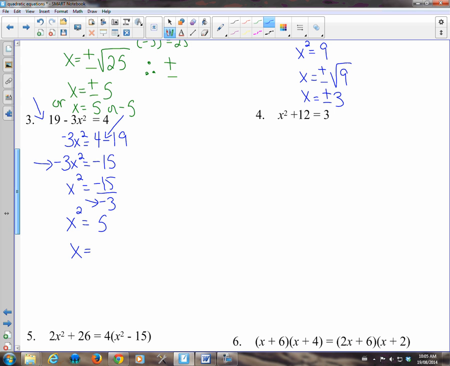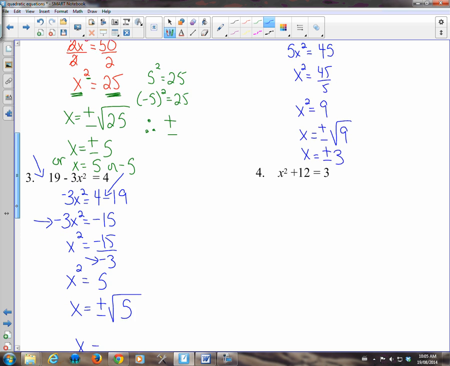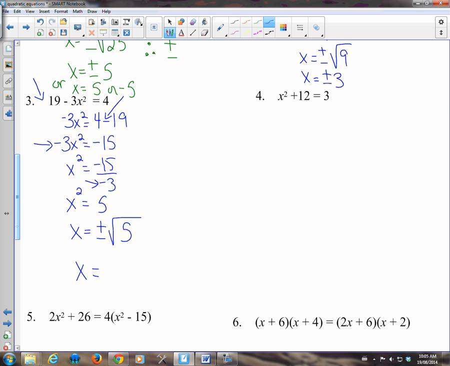And last step, opposite of squaring is square root. And remember our plus minus. So we want the square root of 5. And I believe up here somewhere I said round to 2 decimal places. And you're going to need your calculator out.